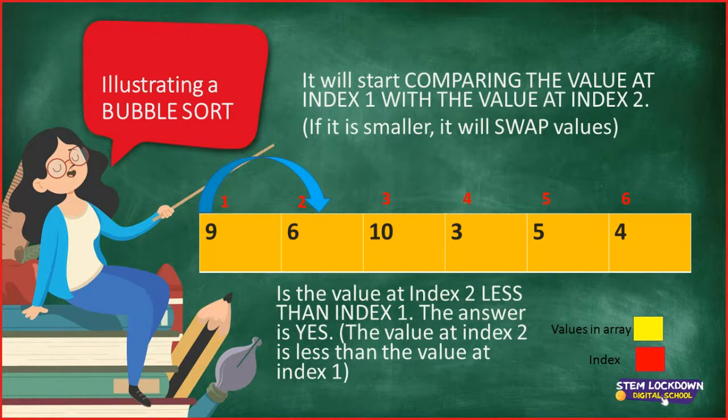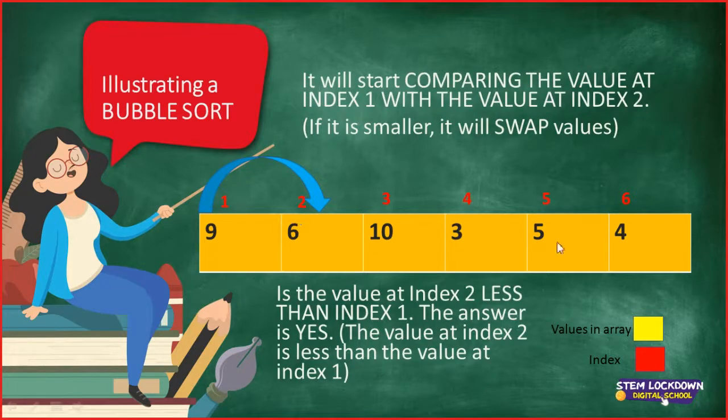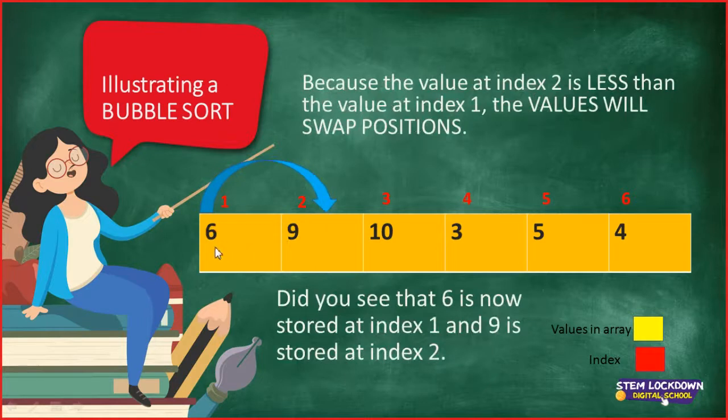Just to continue with this, it says, because the value at index 2 is less than the value at index 1, the values will swap positions. I hope you agree with me. It's quite simple to understand. Did you see that the 6 is now stored at index 1 and 9 is now stored at index 2? These are the original values in the array: 9, 6, 10, 3, 5, and 4. Once it has compared the first two values, notice what happens. It swaps around because 6 goes in the front and 9 goes thereafter.